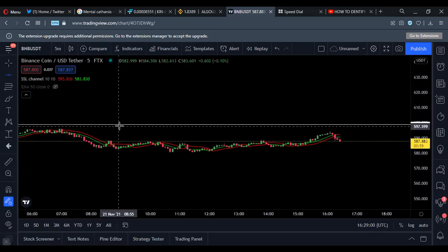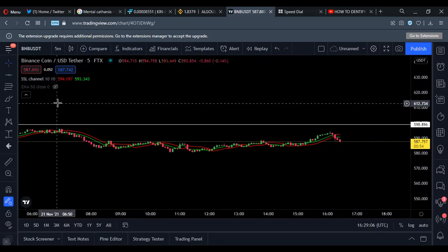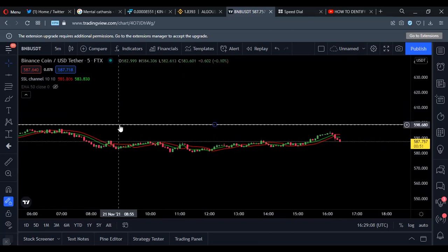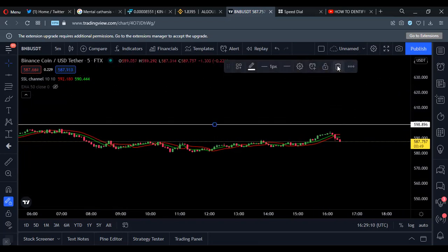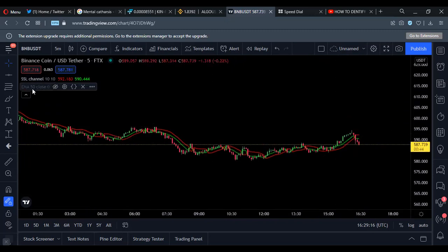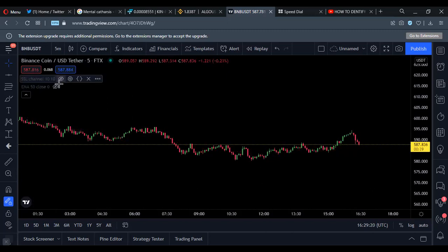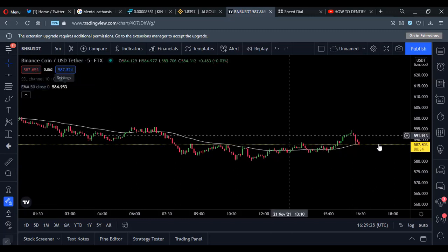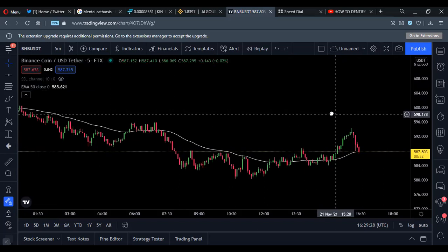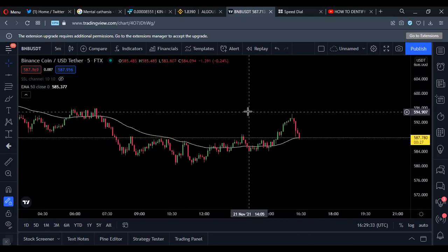Remember the rule for the 5 minutes time frame. For the 5 minute time frame, we are using what? 50 EMA. Okay, so since you're already in 5 minutes time frame, we turn off this SSL channel and turn on the 50 EMA. So this is the 50 EMA on our 5 minutes chart. The flipping occurred around 1400, something around there.